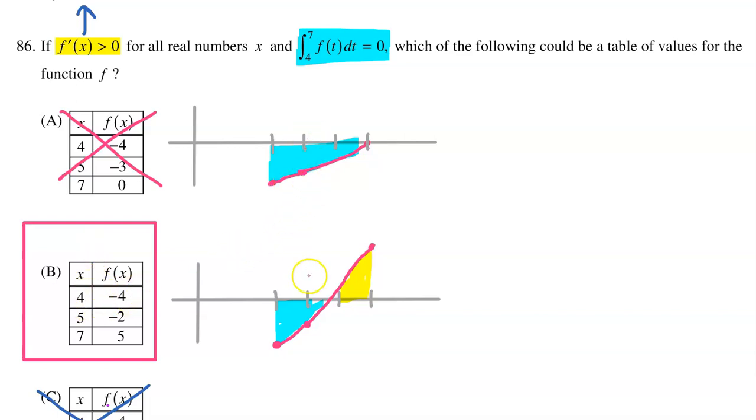Did we really need to draw these graphs in order to answer the question? Well, no, we could have just visualized it. Looking at option A, we can tell by the -4, the -3, and the 0 that the graph would be entirely below the x-axis, making a negative area.